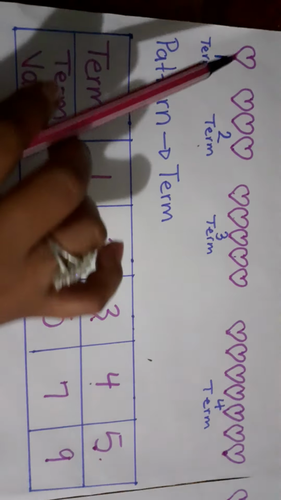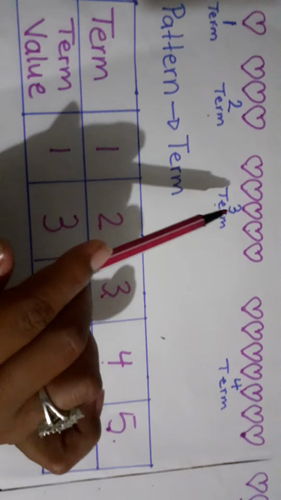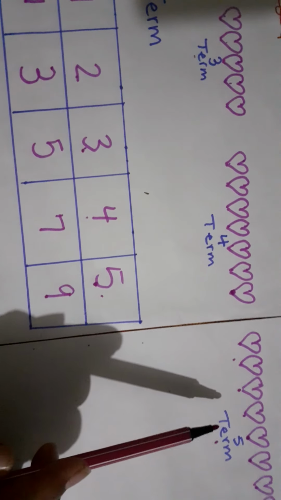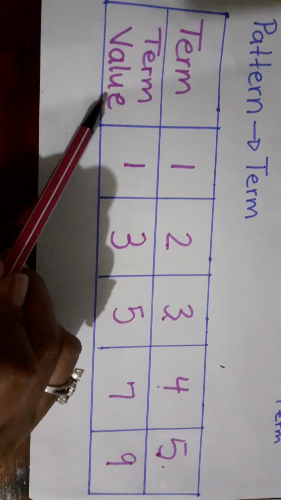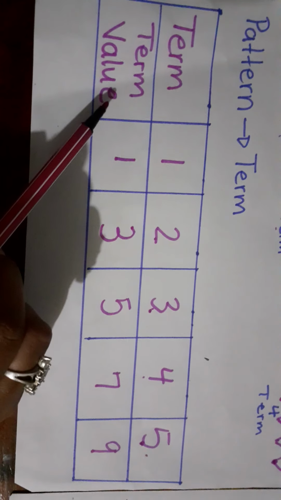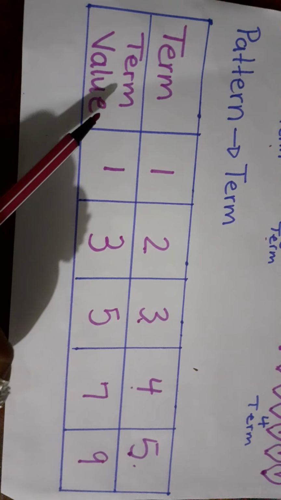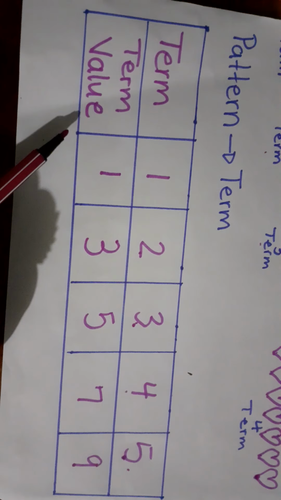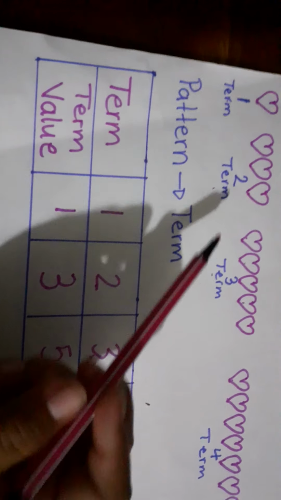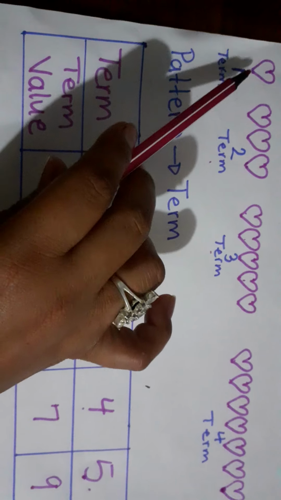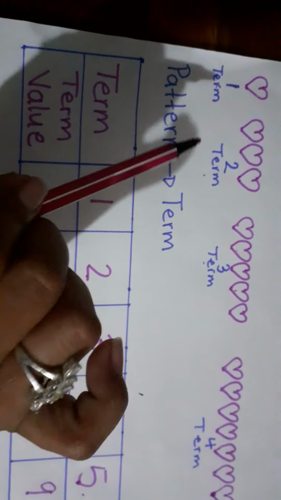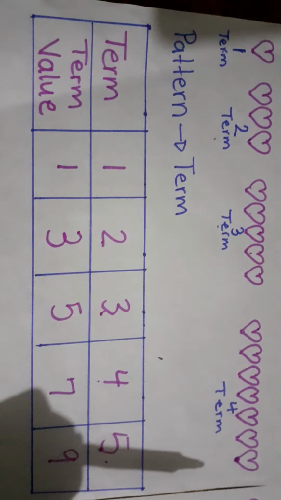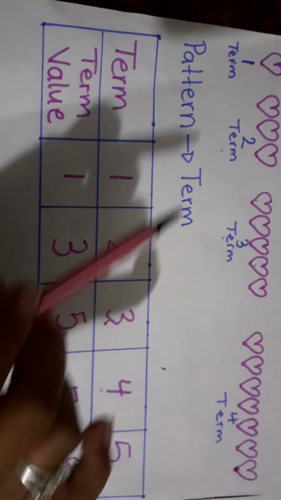So please remember that term is the number of patterns that you have. So we have 1, 2, 3, 4, and 5 patterns. Another word for pattern is term. What is term value? Term value is how many of the symbol are there in each pattern. So this symbol will be hearts. So we need to count how many hearts are there in each term. And that's what we just did.